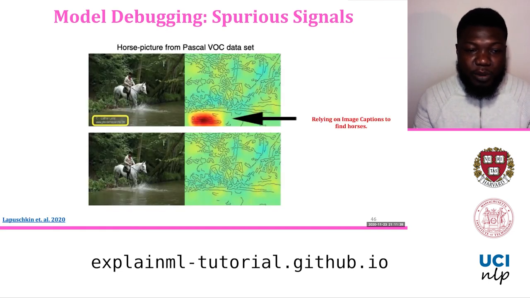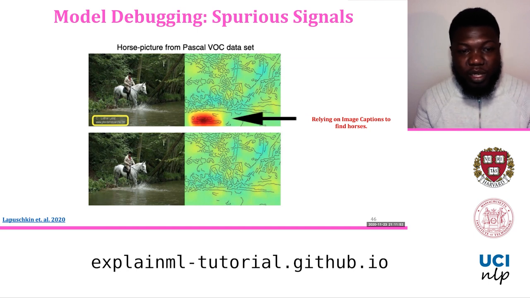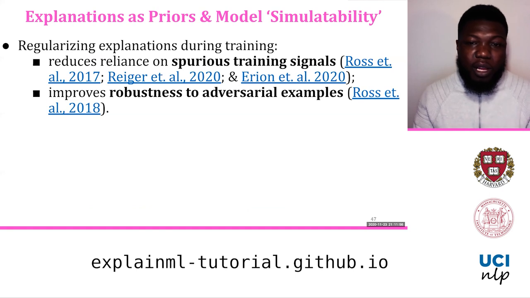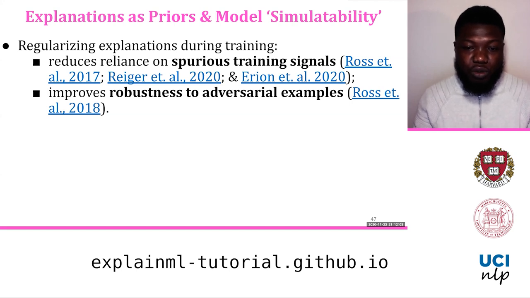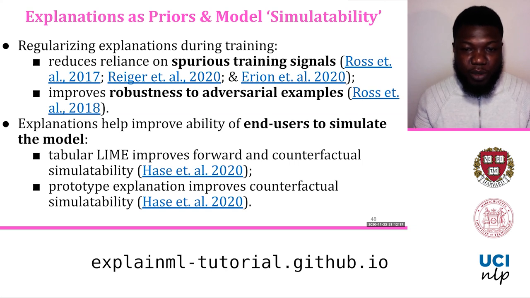In another case, an LRP variant was used to identify spurious correlation signals in terms of captions on the PASCAL VOC data set for horses. So here the model is relying on the caption to determine that the object is a horse. Now, explanations have also been used in a variety of ways. Penalizing explanations during training has been shown to reduce reliance of the model on spurious correlation. In certain settings, these models have been shown to be somewhat more robust to adversarial examples. At the same time, other benefits involve simulatability, the ability of an end user to forecast what the model output would be. And Tableau Online, for example, has been shown to improve forward and counterfactual simulatability.